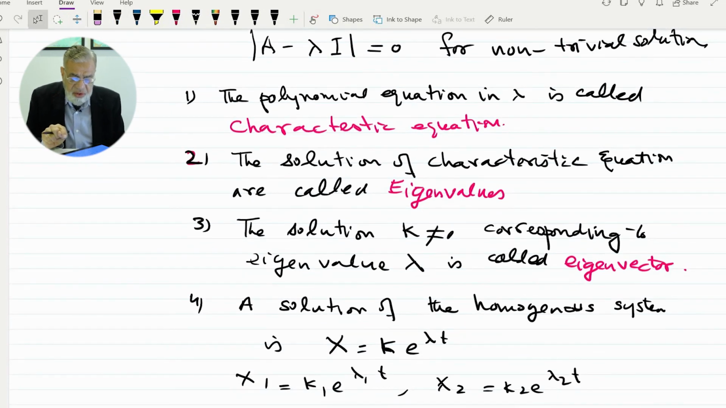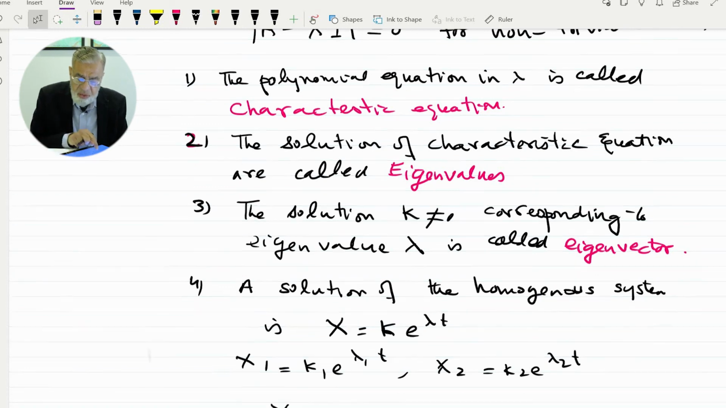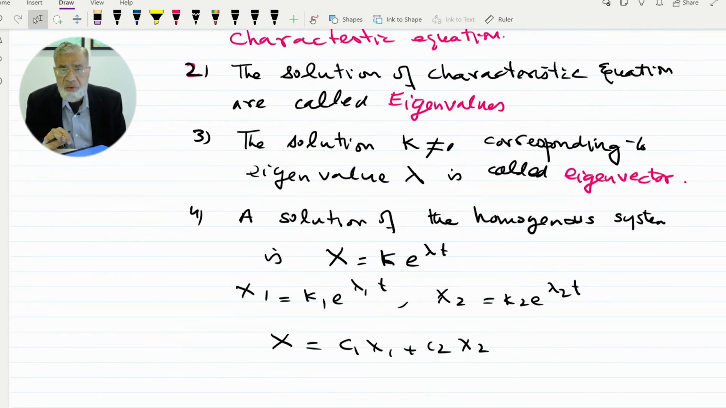So here we have the solution of the homogeneous equation. Our x is equal to k e to power lambda t, where lambda is the eigenvalue and k is the eigenvector. For each eigenvalue we have one solution. We have x1 is equal to k1 e to power lambda 1 t. For the second eigenvalue, k2 is our eigenvector, so x2 is equal to k2 e to power lambda 2 t. So we have two solutions, x1 and x2. They are linearly independent solutions, so we can write the linear combination. We can say our x is equal to c1 x1 plus c2 x2.